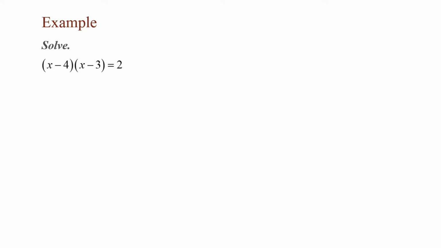For this example, solve parentheses x minus 4 times parentheses x minus 3 equals 2. For this one, we still need to set it equal to 0, but we also have to deal with our parentheses. That gives me x squared minus 3x minus 4x plus 12 equals 2. Bring down my x squared. Negative 3x minus 4x is negative 7x. I need to set this equal to 0, so if I subtract 2 from both sides, 12 take away 2 is 10. I have x squared minus 7x plus 10.